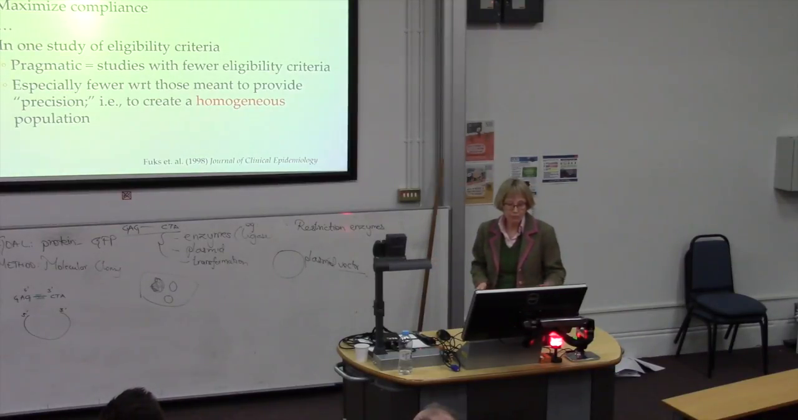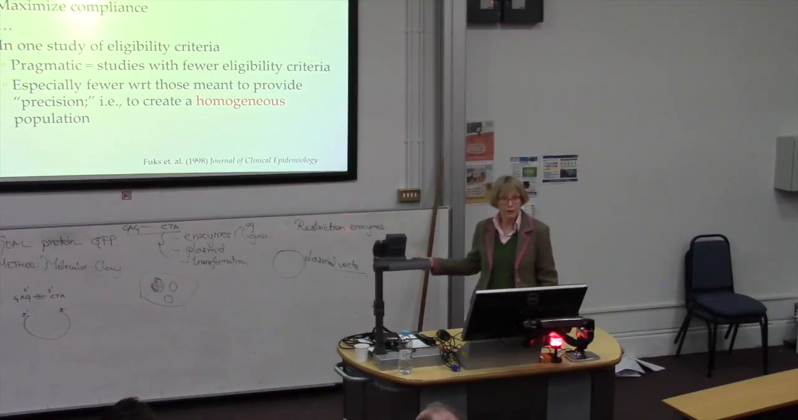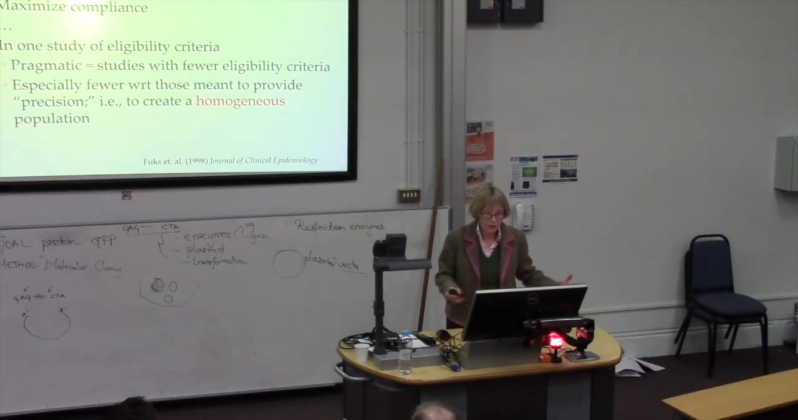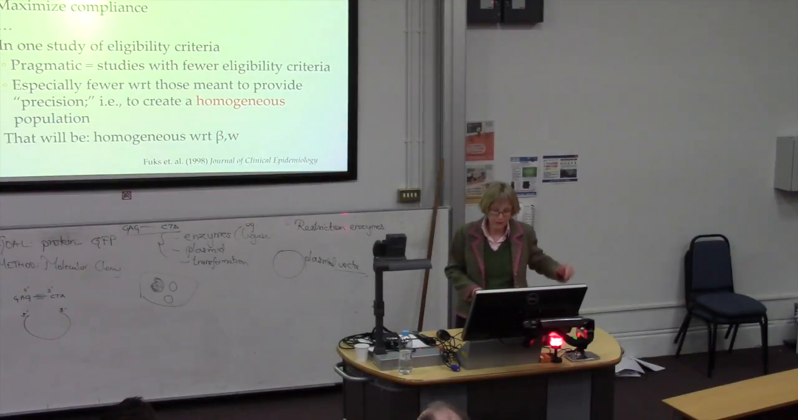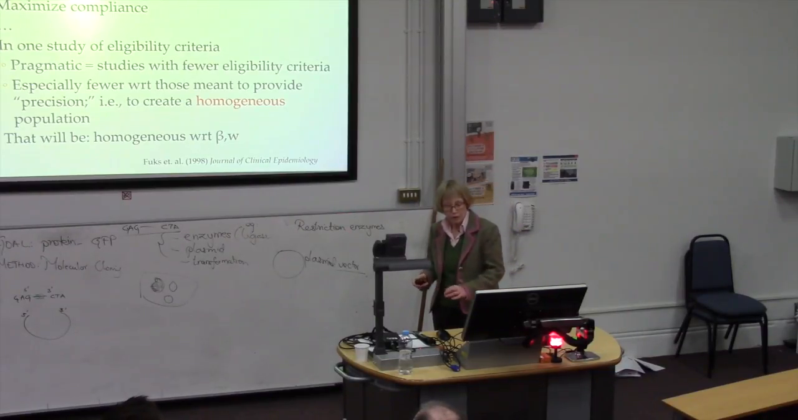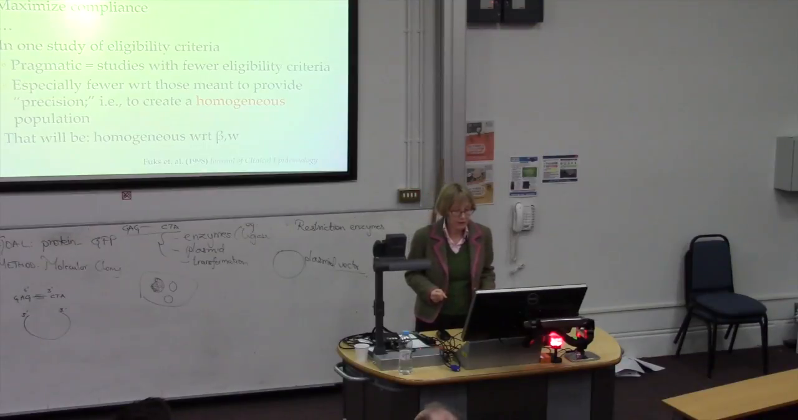The idea is that you would have fewer eligibility criteria, but fewer with respect to those which were meant to give you a homogeneous population. So why did you want a homogeneous population in the first place? What are you sacrificing if you give up on that in order to have fewer eligibility conditions? Is that okay? Do I carry on with that? Okay. And when it says a homogeneous population, it means homogeneous with respect to the values of beta and W. So in a homogeneous population, you'd like everybody in that population to be the same with respect to all the other causal factors that are relevant. Okay. Let's think about why you might want that. So what fixes the average value of beta, the average treatment effect?